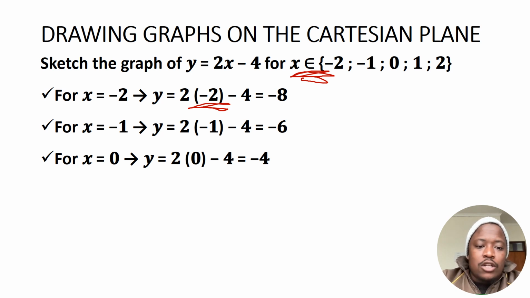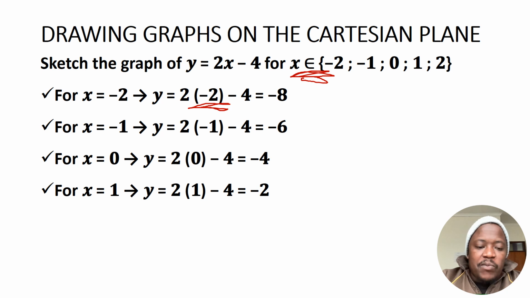For x equals to 0, where we see x, this time around we are going to substitute with 0. Therefore, we are going to say 2 into 0 subtract 4. That means 2 multiplied by 0 subtract 4 will give us negative 4.